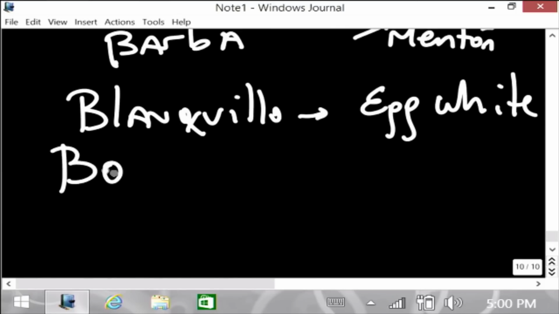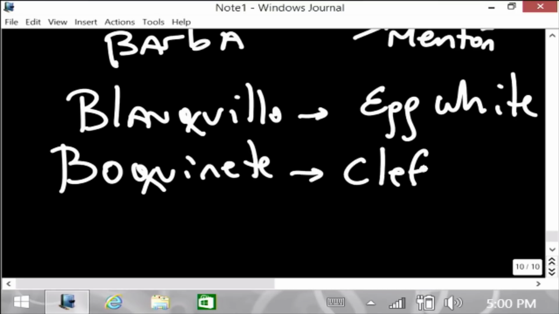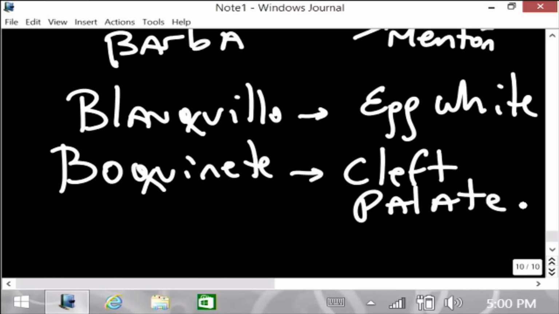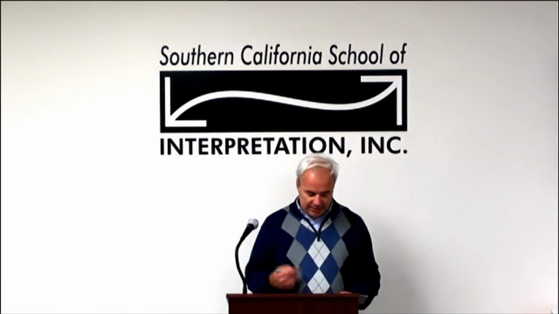Boquinete. That is a cleft palate, which in Spanish we call paladar leporino or labio leporino. It's also known as hair lip. It's pretty much the same. Boquinete refers more to a cleft palate, paladar leporino, but you could also use hair lip for that one, que es labio leporino. Okay.